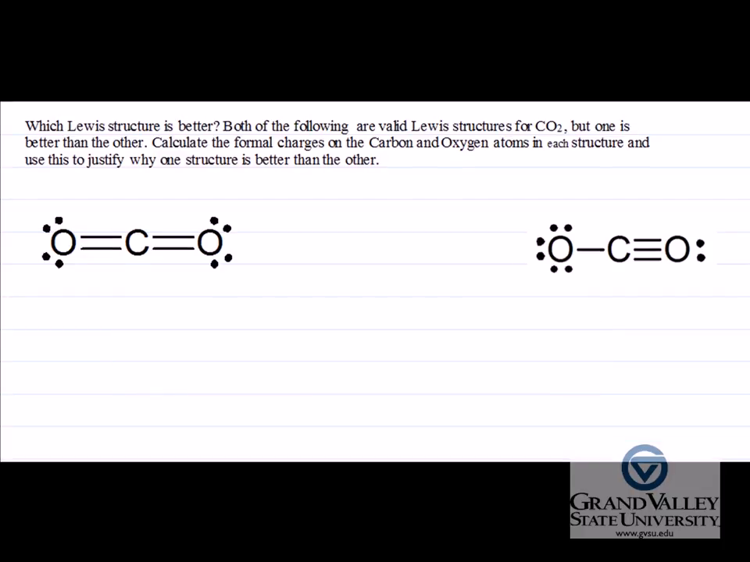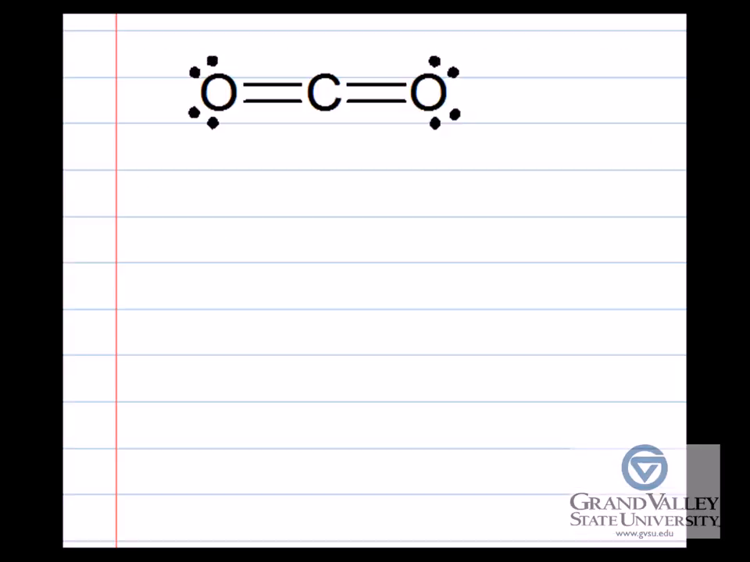Welcome back. The question has asked us to evaluate the 2 Lewis structures given to determine which of them is better. We will begin by calculating the formal charges on the atoms in the molecule on the left-hand side. Let's start with the oxygen on the left-hand side. We will call it oxygen number 1.